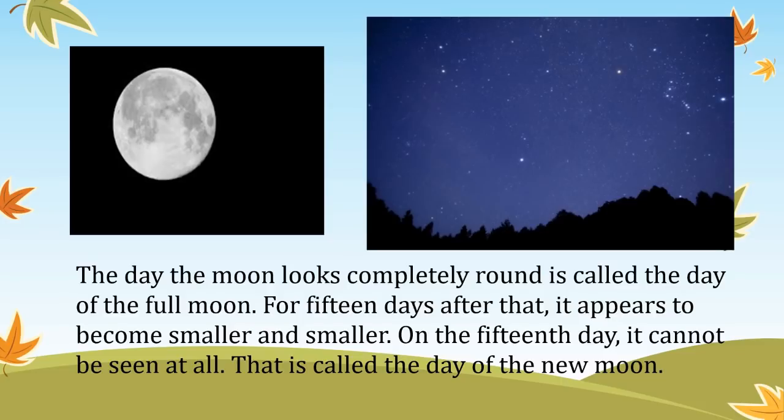Okay, so some days the moon looks like a big round circle in the sky. On some days there is no moon in the sky at all. The day the moon looks like a complete round circle is called full moon day. As you can see in the first picture, it is called full moon day. And in the second picture, there is no moon in the sky. So it is called new moon day.